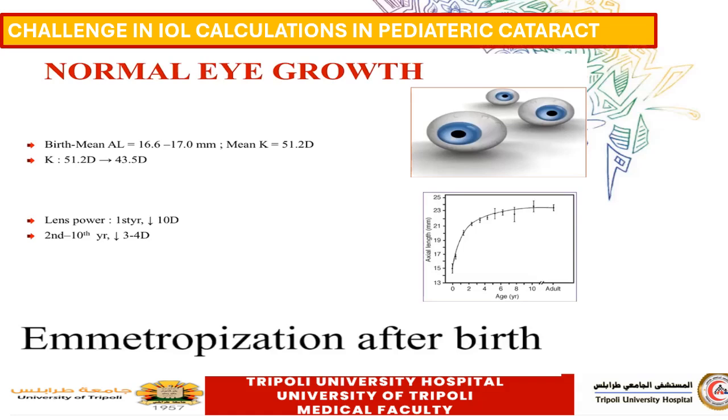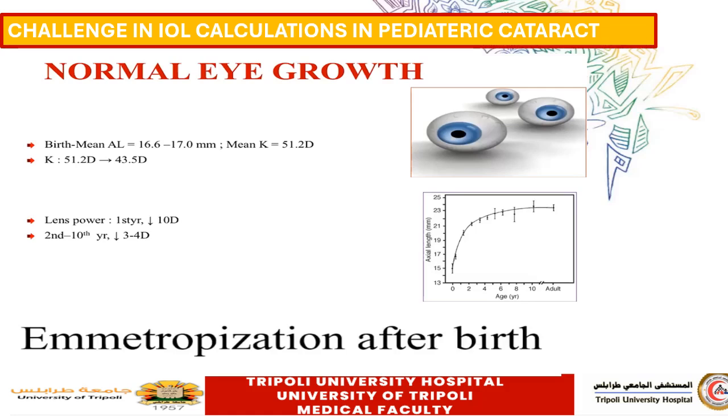Now emmetropization means that when the child is born, he's already hypermetropic, and this hypermetropia is the trigger for the increase in the axial length of the eye, and this is a very important concept that should be understood. The presence of the hypermetropia will trigger some factors that lead to the increase in the axial length of the eye, so that there will be a myopic shift to neutralize the pre-existing hypermetropia, and at the same time there will be flattening of the cornea, which he is born with very steep, as I said, with power reaching up to 51 or 52 diopters.